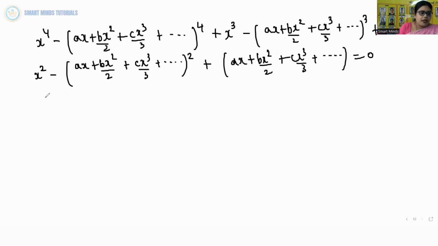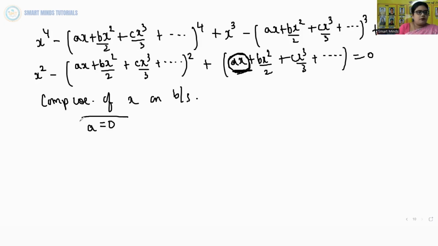Now we are comparing the coefficient of x on both sides. Where do you get the x coefficient? You get it only here, because in every bracket you have power 2, power 3, power 4, so definitely you will not get an x term there. You will get the x term only from here. So what is the coefficient of x here? That is a. Right hand side is completely 0, left hand side coefficient of x is a. So we get a = 0.